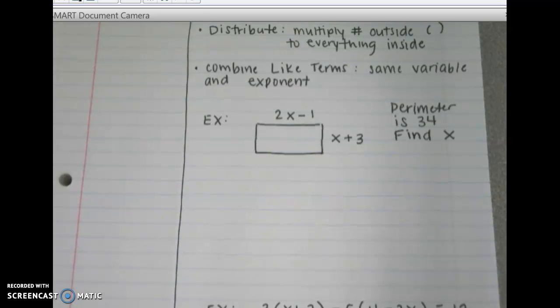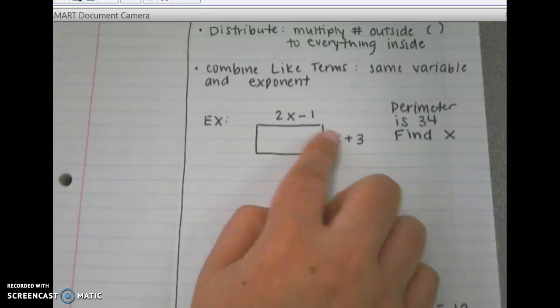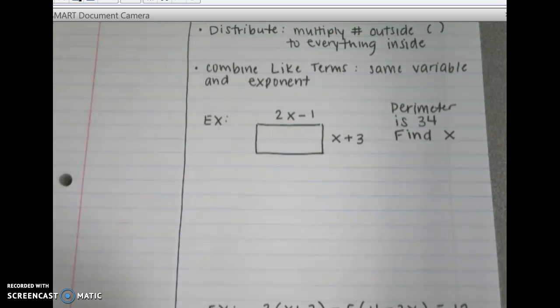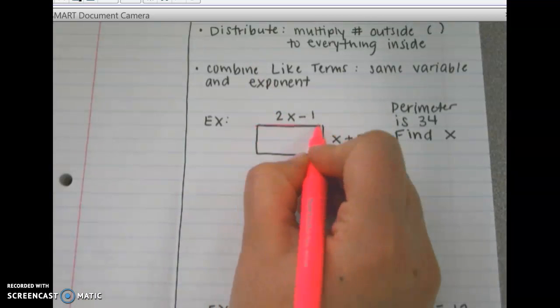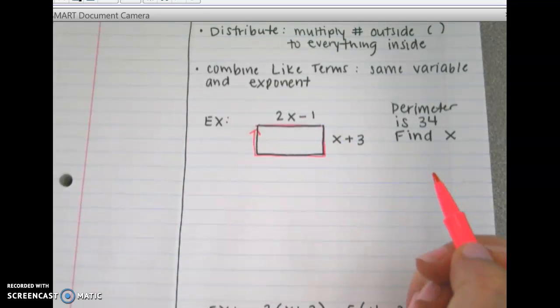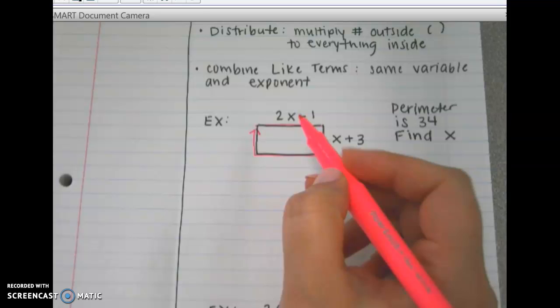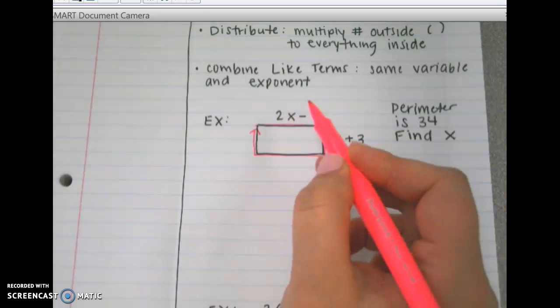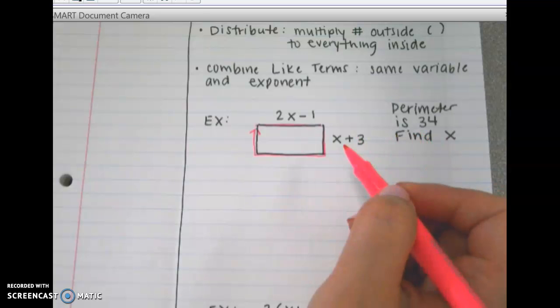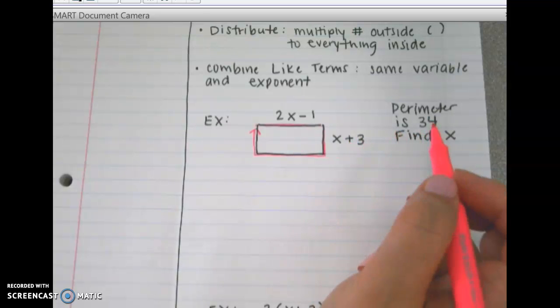All right, so to put this into an application for you, we're going to be figuring out what x is in this rectangle when I know the perimeter of the rectangle is 34. So the perimeter is adding up all four sides of the rectangle. When I add all four of these sides together, I'm supposed to get 34. So I have to figure out what value of x will make that possible.